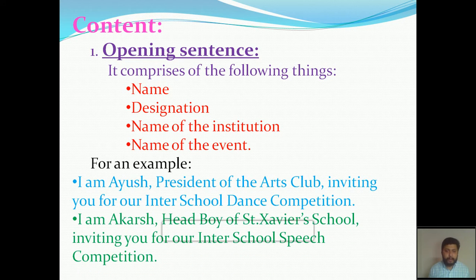Let's see another example. I am Akash. Okay, your name is mentioned there. Head boy of St. Xavier's School. So head boy, that's your designation. Name of the institution, St. Xavier's School. And what is the name of the event? Inviting you for our inter-school speech competition. So when you write the opening sentence, there must be your name, your designation, the name of your institution, and the name of the event. These four pieces of information must be there when you write the opening sentence.